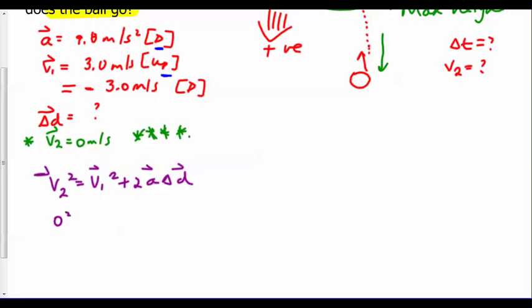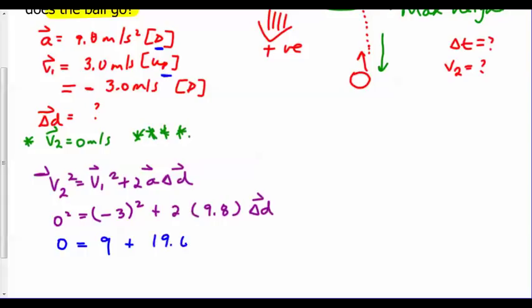So v2 is 0, equals v1, which is -3. Do not forget to put them in the bracket because the whole v1 is -3, so I'm going to have to square the negative as well, plus 2 times a times delta d. Be very careful of your signs because right now I have 0 equals a +9, since -3 times -3 makes it positive, plus 2 times 9.8, which is 19.6 delta d. All I did is just expand out the equation.